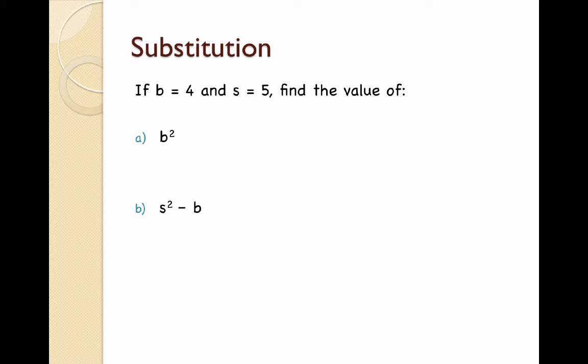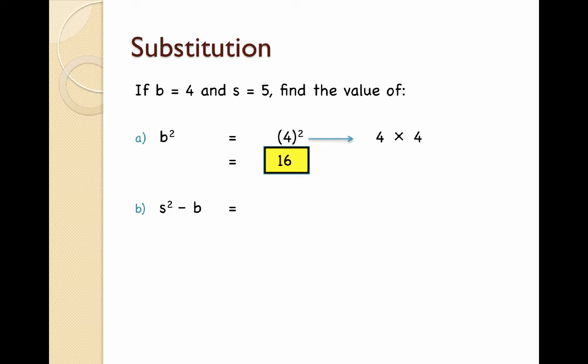Here we've got two letters, B and S, where B is 4 and S is 5. And we want to find the value, first of all, of B squared and then of S squared, take away B. So in A, wherever I see a B, I'm going to substitute in the number 4. So what I do is I write my brackets, I put the 4 inside it, and I put that little 2 outside the bracket. That means 4 to the power of 2. 4 to the power of 2 means take the number 4 and multiply it by itself. So 4 times 4. 4 times 4 will give us 16, and that's what B squared is.